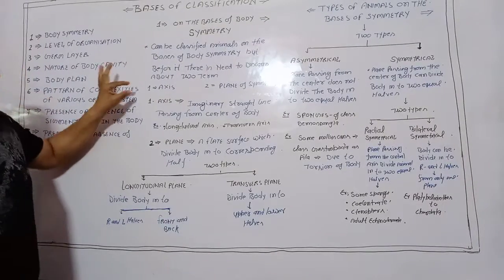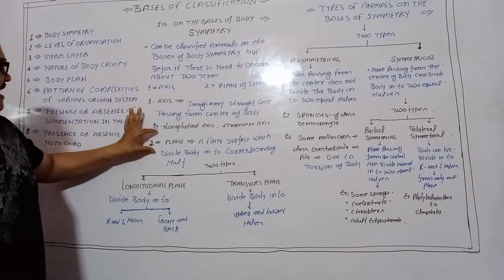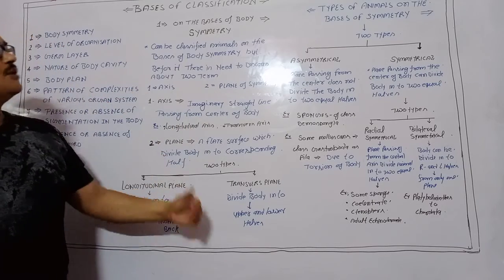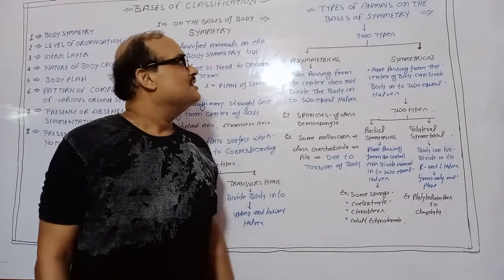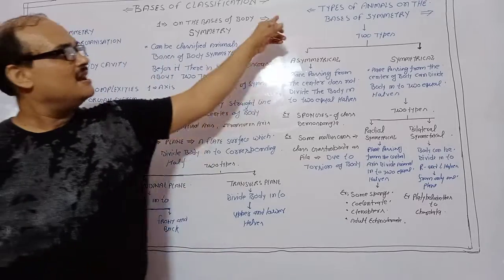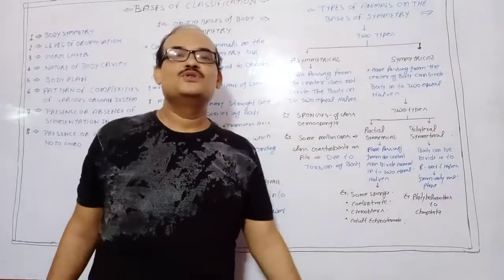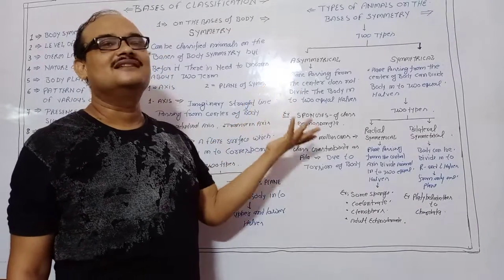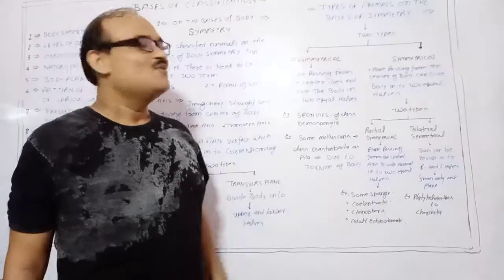Okay, so if you know this axis and plane, then you can clearly understand the symmetry. Now, types of animals on the basis of symmetry. There are two types of animals. First, asymmetrical. Second, symmetrical. What are asymmetrical?